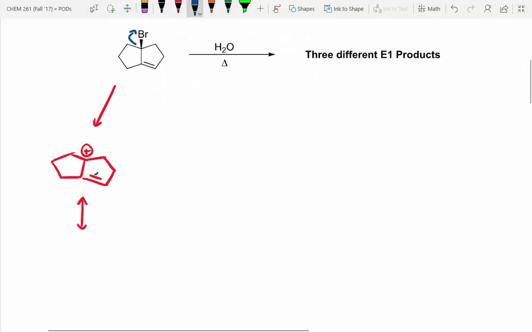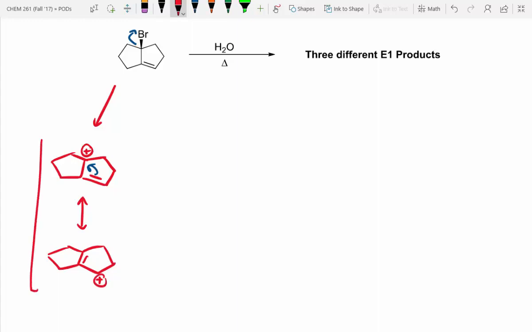We know we can take this pi bond and move it up there. That would give us both resonance structures. Whoops, let's clean this up a little. Sorry, I just don't like my drawing right now. Okay, so we've got a positive charge that's delocalized across two different carbon atoms.